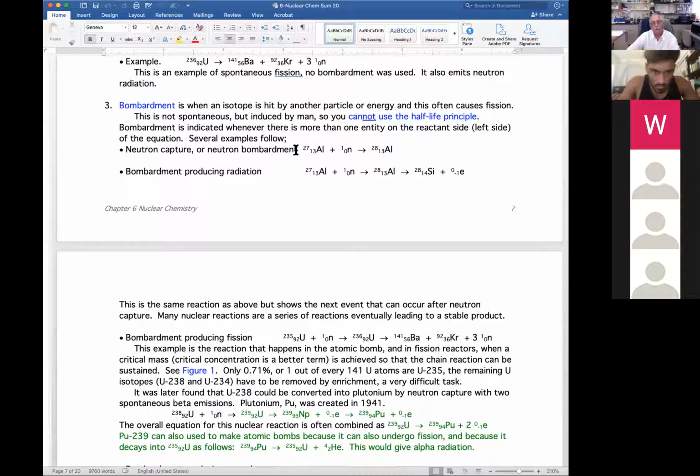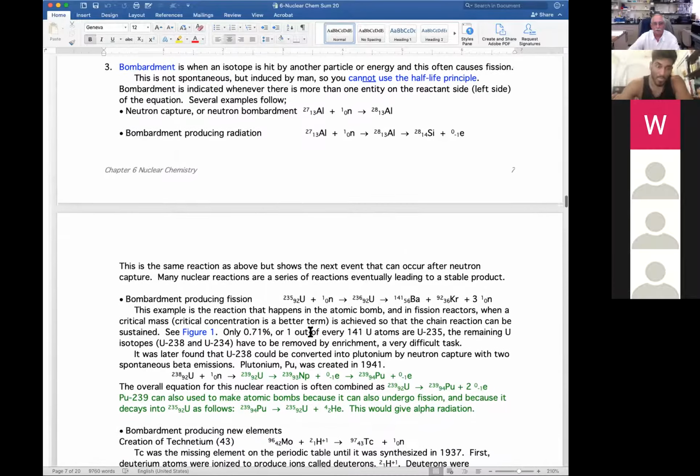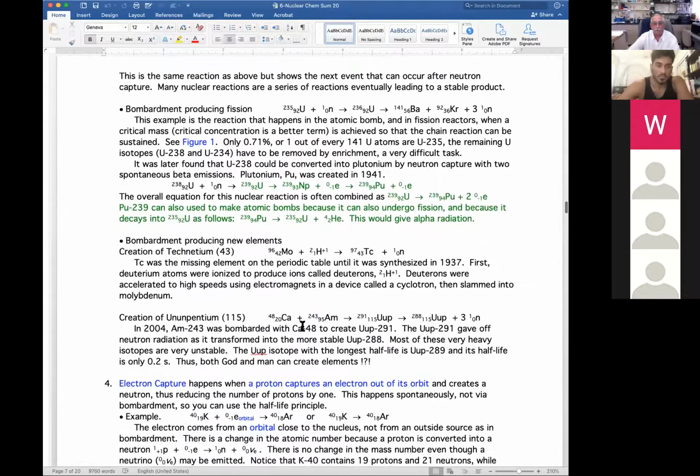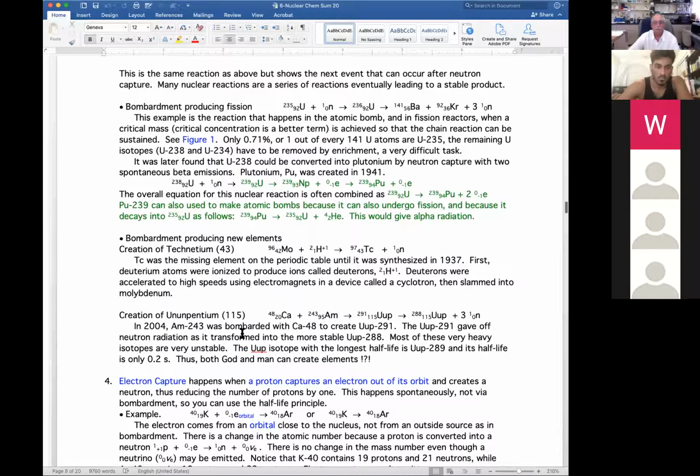So here's bombardment, also known as neutron capture, because for a while nothing happens. Here's bombardment producing radiation. Here's bombardment producing fission. Bombardment producing new elements. But I put it all in the category of just being bombardment.